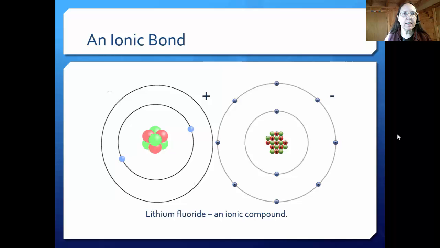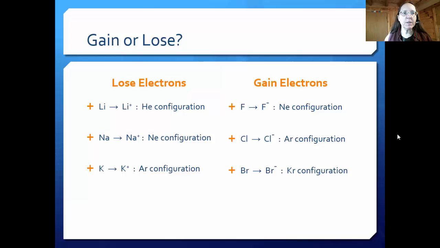As we have just seen, atoms can either gain or lose electrons to form a stable configuration. How do you know if an atom will gain or lose? Look at its position on the periodic table.